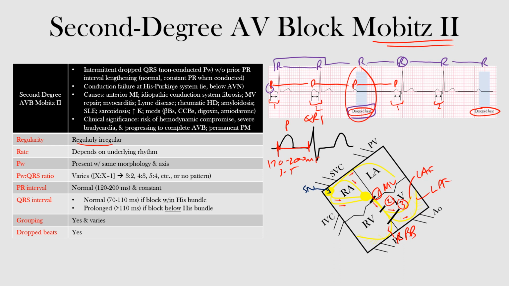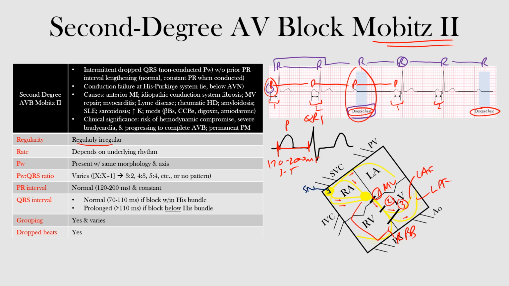Our rate depends on whatever the underlying rhythm is. What is our sinus node firing at? That may determine the rate. In terms of the P waves, okay, if it's coming from the sinus node, we should have the same morphology and axis. There's no real issue coming from there. Remember, the problem is in this region. In terms of the P to QRS ratio, okay, this will vary.